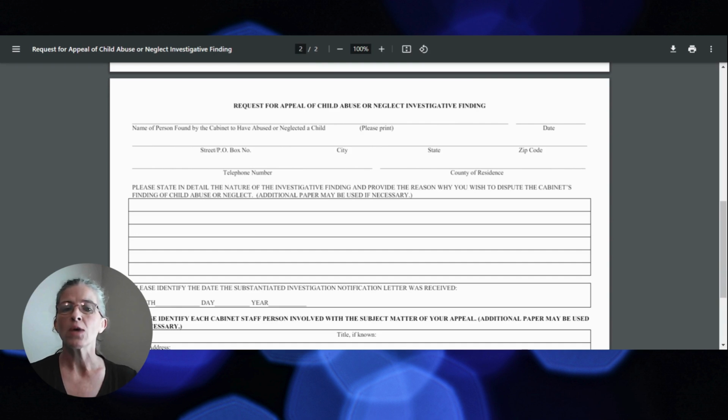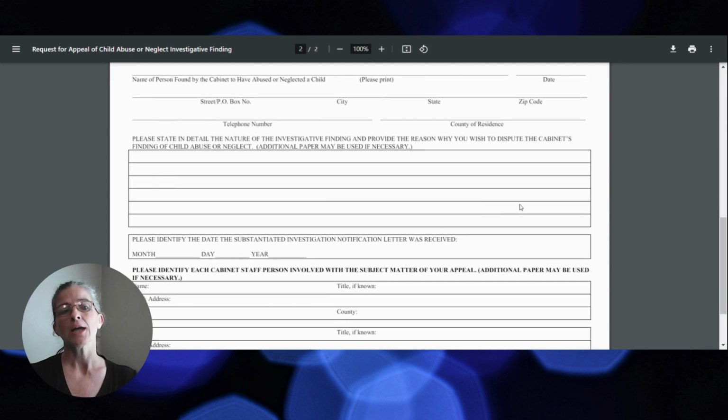So it will have your contact information, street address, all of that. And it'll say, please state in detail the nature of the investigative finding and provide the reason why you wish to dispute the cabinet's finding of child abuse or neglect. Additional paper may be used if necessary. Now, my tip to you when you're filling out these forms, and you will probably need additional paper, make sure that you keep it brief, keep it direct. Do not put any emotional language in there. Don't use combative language or accusatory language like lie, hid, things like that. They're not going to listen to it.